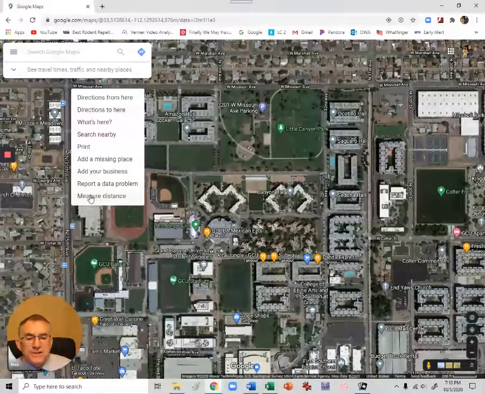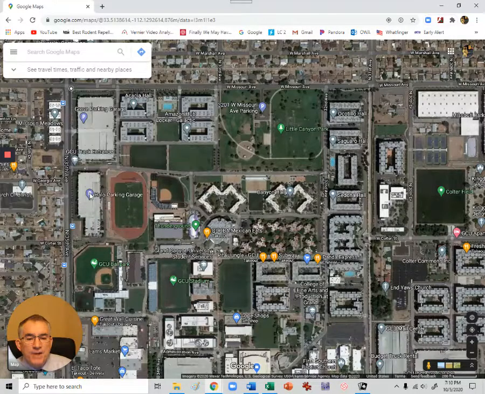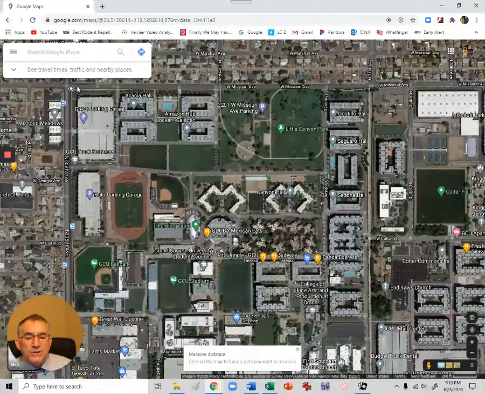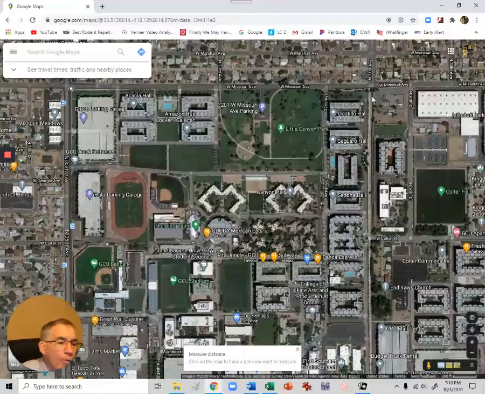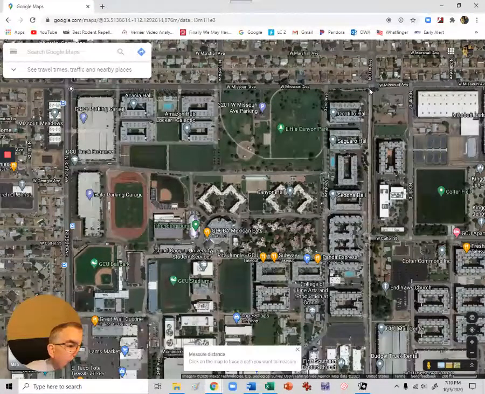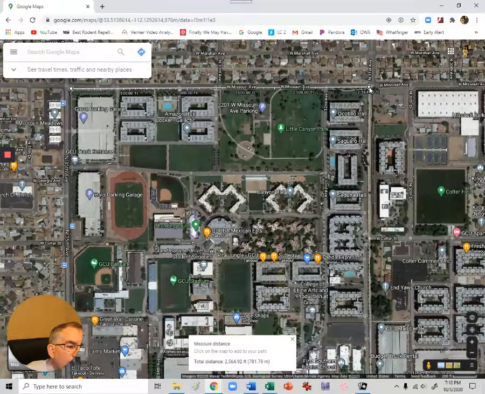Anyway, I'm going to measure the distance. So I click on that spot, measure the distance, and it puts a white little circle there. And then I go to where I want it. I'm going to go to the pathway all the way on the east side of the campus along Missouri there. And that's looking pretty flat right there.